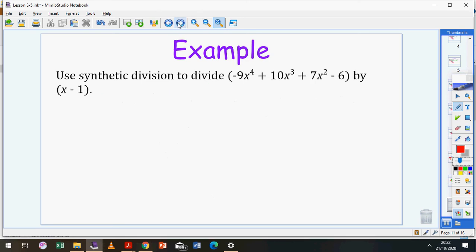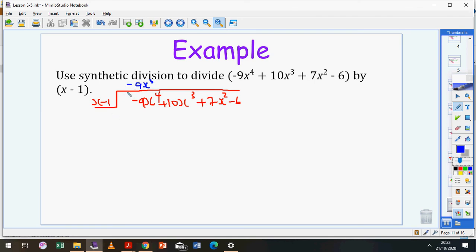Use synthetic division, another one. Go ahead and pause if you want to try it on your own. But let me also go through this one. 9x to the power 4, 10x cubed, 7x squared minus 6. Divide that by x minus 1. So 9x to the power 4 divided by x is 9x to the power 3.